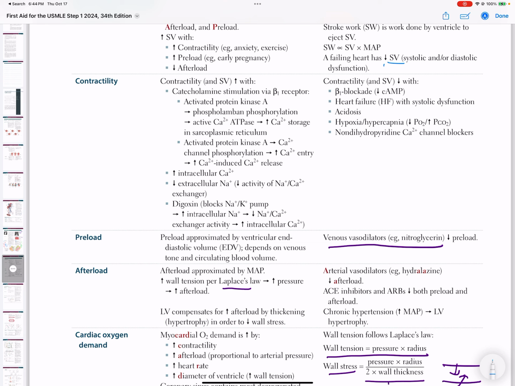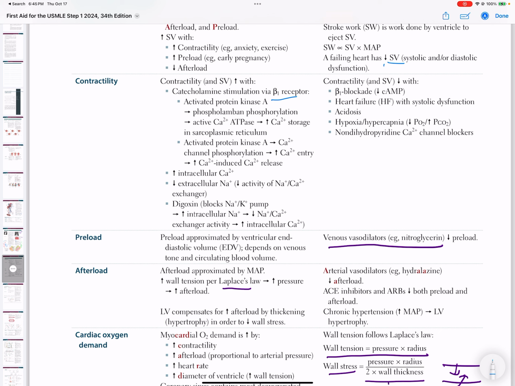So let's talk about that. So catecholamine stimulation happens with the beta-1 receptor. So activated protein kinase A, phospholamban phosphorylation, active calcium ATPase, they increase the calcium storage in sarcoplasmic reticulum. Activated protein kinase A, calcium channel phosphorylation, increases calcium entry. So there is increased calcium-induced calcium release. That's why it's contracting. So whenever intracellular calcium is increased, the contractility increases.